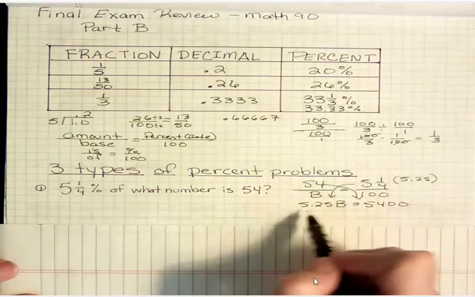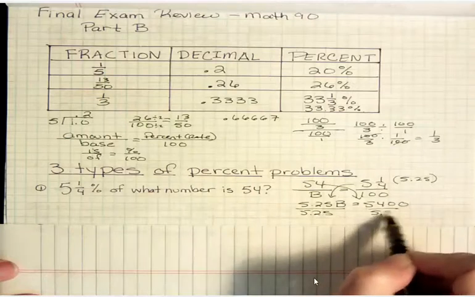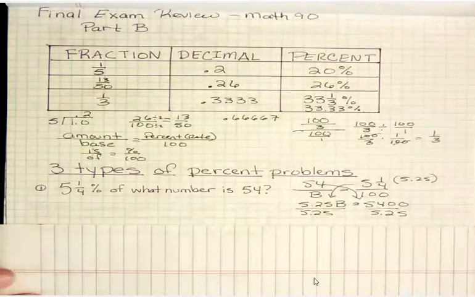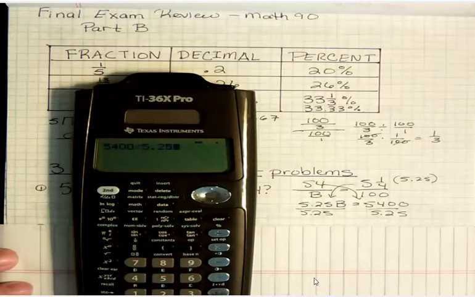And then I'm going to divide both sides by 5.25. And you have to look to see what the problem asks you, where they ask you to round it. A lot of these in the book come out to be exact, so you don't really have to worry about rounding. But let's see what happens for mine. I don't know if you can see my calculator. There you go. Yeah, 5,400 divided by 5.25 is not an exact number.